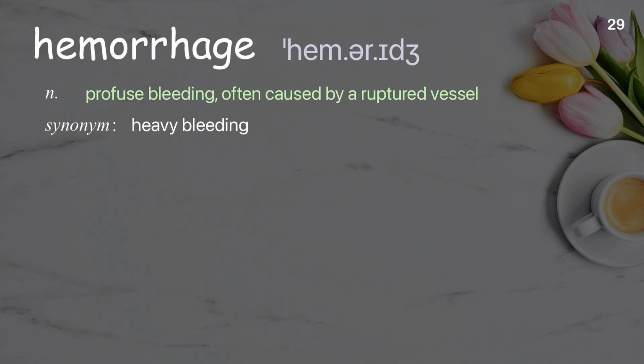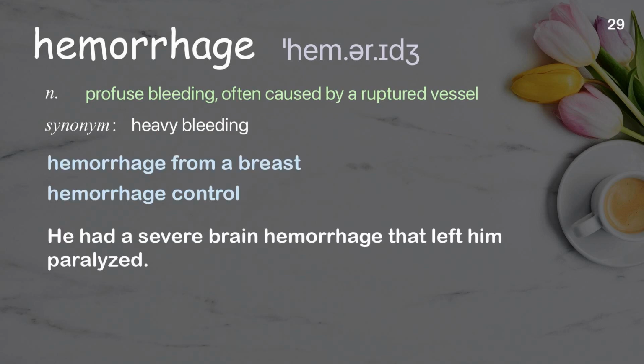Hemorrhage: profuse bleeding, often caused by a ruptured vessel. Examples: hemorrhage from a breast. Hemorrhage control. He had a severe brain hemorrhage that left him paralyzed.